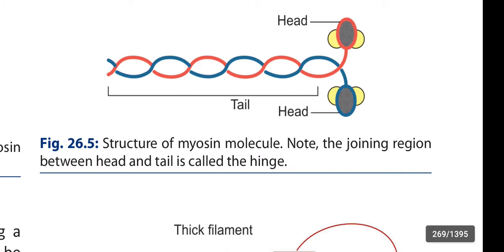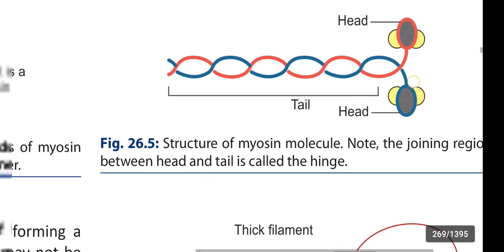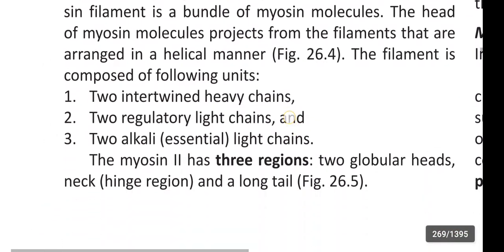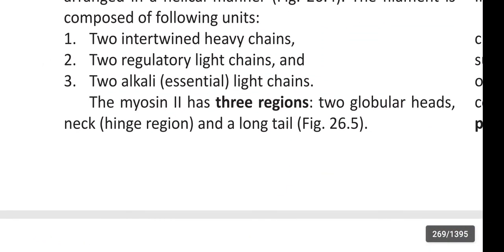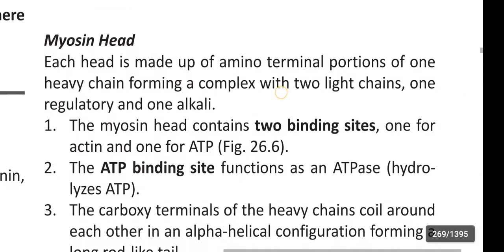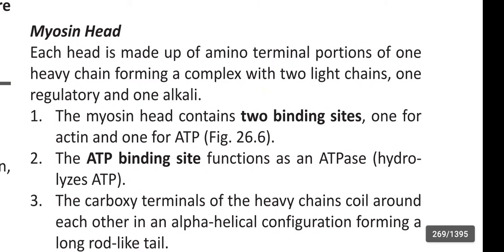The joining region between head and tail is called hinge. This is the head region and this is the tail region. The joining of head and tail is the region we call hinge. Next, we call this hinge region as neck region. Okay guys, next, about myosin head.